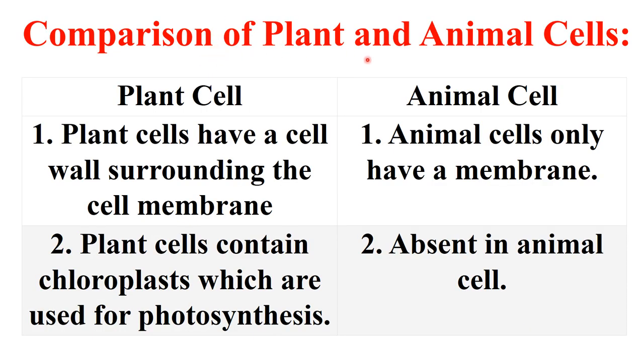Now we will compare a plant and animal cell. Plant cells have a cell wall surrounding the cell membrane. Animal cells do not have a cell wall. Plant cells contain chloroplasts, which are used for photosynthesis. This is absent in animal cells because animal cells are heterotrophic. They will not do photosynthesis.